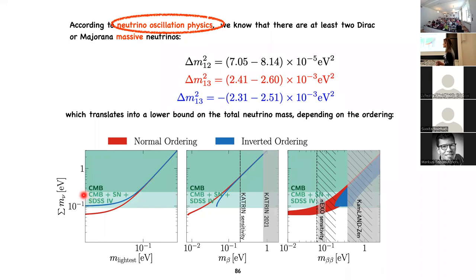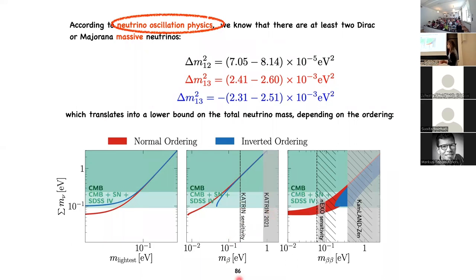Okay, you can see that current constraints, which we are going to see much better later on in much more detail, are really approaching amazing sensitivities. This is CMB alone, and this is CMB plus large scale structure. Here I show you the very same thing, the sum of the neutrino masses versus the mass as measured by tritium beta decay experiments, such as KATRIN, for instance. And here I show you the KATRIN current sensitivity and the future one.